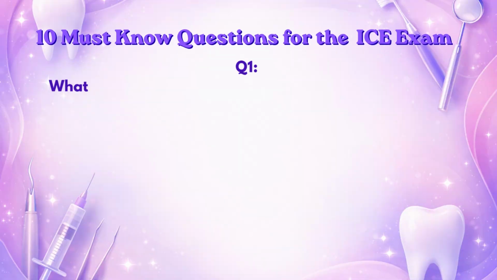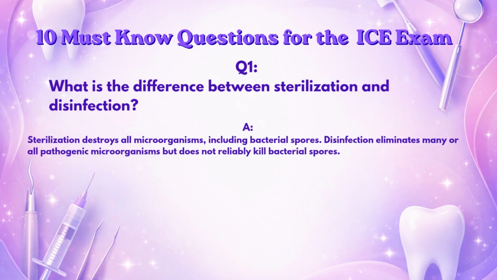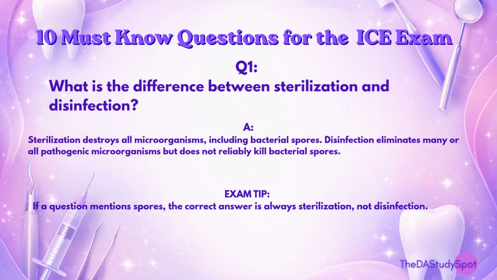Run it! Question 1. What is the difference between sterilization and disinfection? The answer: sterilization destroys all microorganisms, including bacterial spores. Disinfection eliminates many or all pathogenic microorganisms, but does not reliably kill bacterial spores. Exam tip: if a question mentions spores, the correct answer is always sterilization, not disinfection.